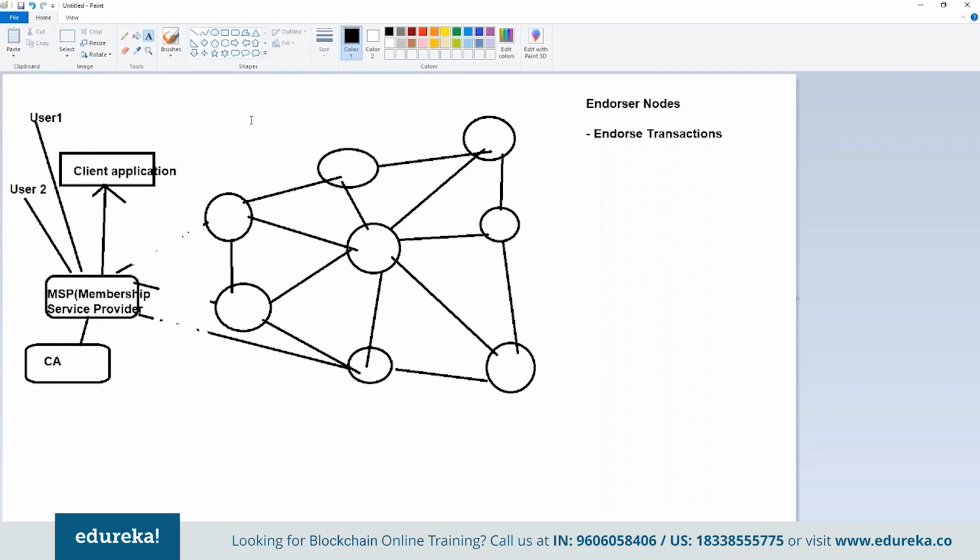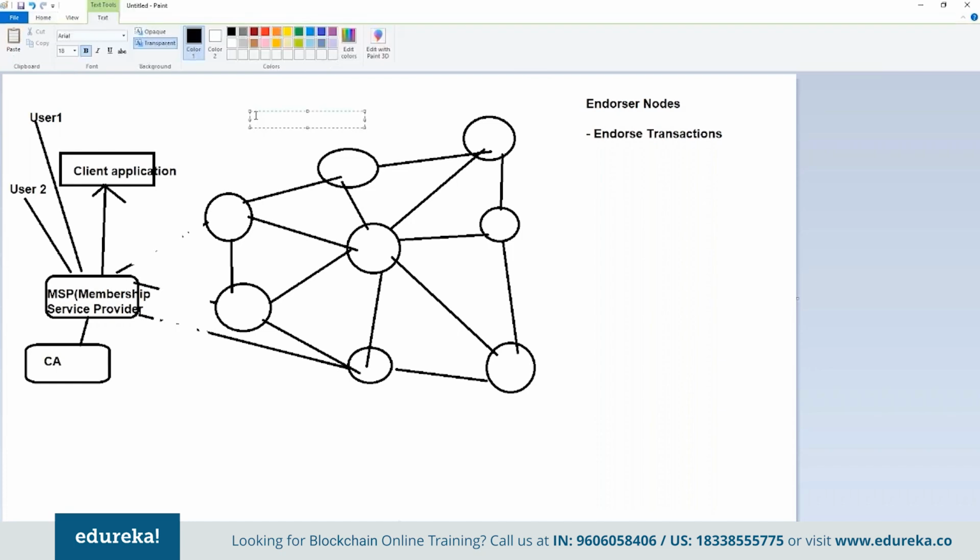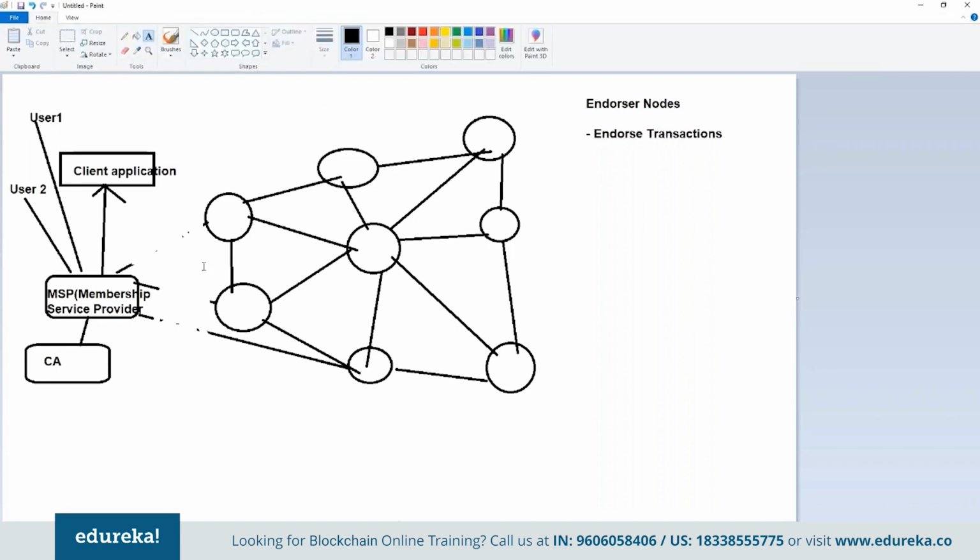For example, if somebody is writing a medical record in your blockchain network, you can have two or three doctors validating it. Or maybe along with a doctor, you want to get it validated with your medical insurance company as well, whether the correct medical record is getting updated or not. So depending on what endorsers you want, you can have as many endorsers in the network. So let's say in this particular illustration, this is an endorser and this is also an endorser.